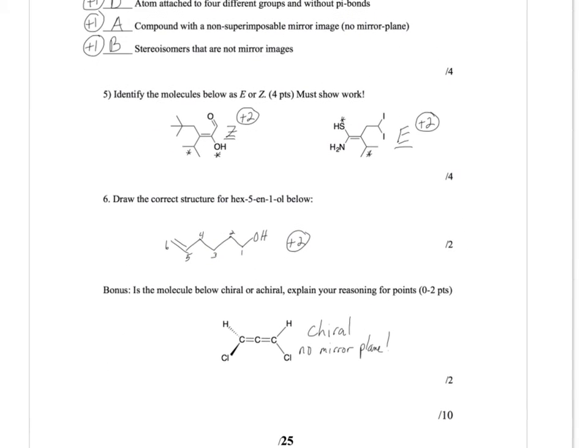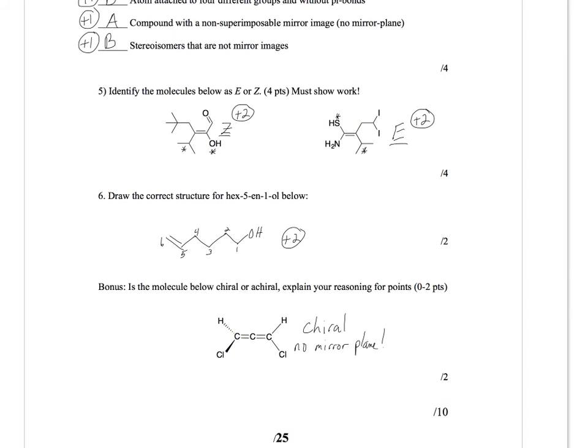A little nomenclature here at the end. Hex-5-en-1-ol. What you'd have here is 6 carbons, hex, 1, 2, 3, 4, 5, 6. 5-ene, so that means the pi bond starts at 5 and goes to 6, and 1-ol, that's where the alcohol is at.